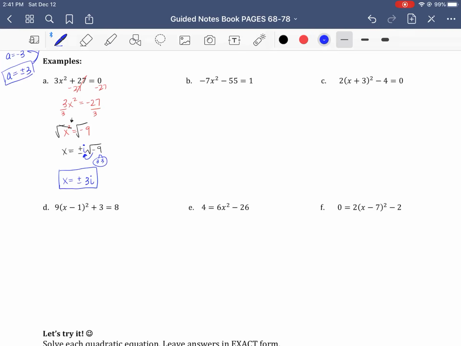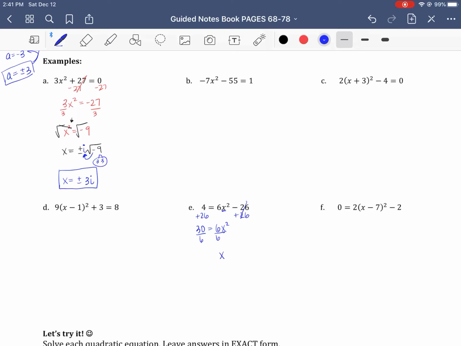Let's try another one. I'm going to jump down here to number 4, and then we'll talk about the examples that look like vertex form. So again, if I jump down here, I want to get the x piece by itself, so I'm going to add 26 to both sides. When I do that, I end up with 6x squared on the right and 30 on the left.